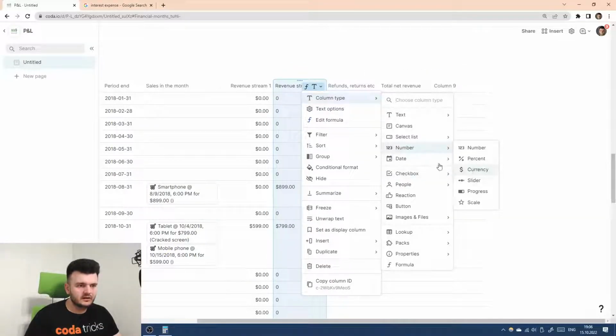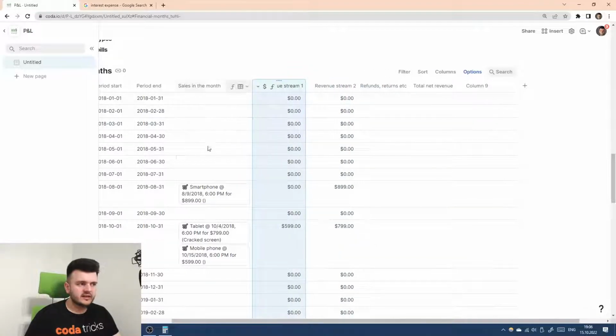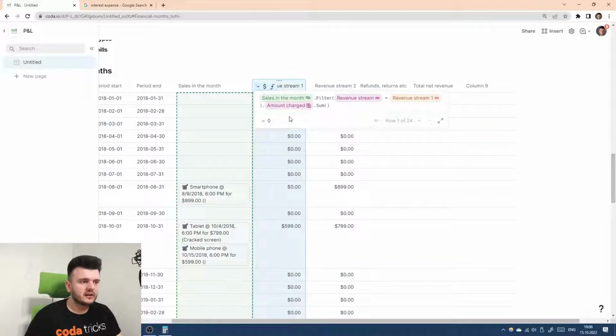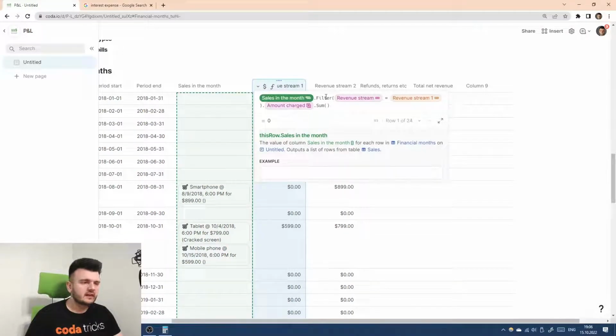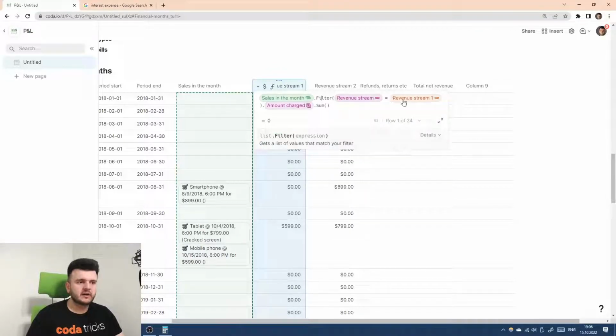See how, I already have sales in this month. So instead of filtering the whole table for this month and revenue stream equals revenue stream 1, I'm just taking what's already filtered and further filtering it by the revenue stream, which is actually a good way to make gradual filters. But there is a catch.